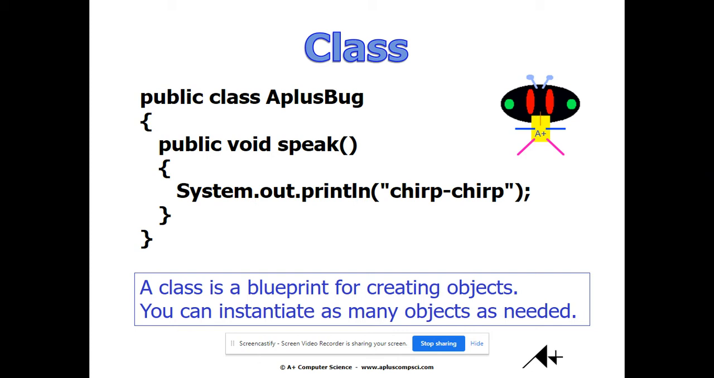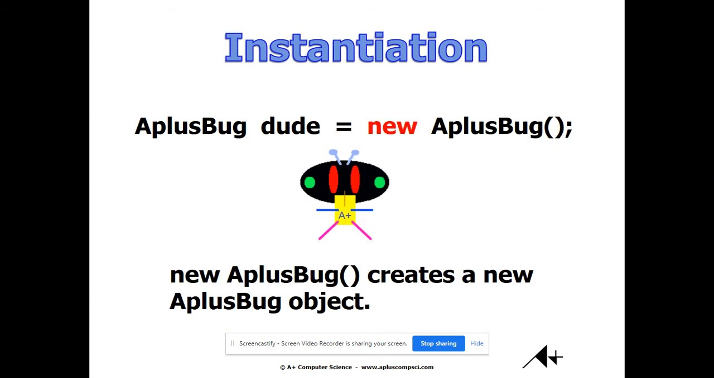The method is speak. Now, to be able to use that method, to be able to make it speak, you have to instantiate or create an object. So the bug itself is just an idea. It doesn't exist yet. In theory, there's this thing called a bug that can speak. But to go from in theory to reality, you have to create the object. So we do what's called instantiation.